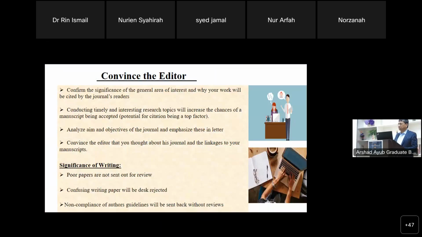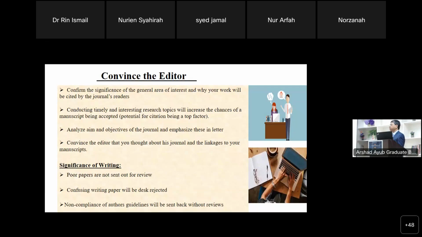Now, you as an author, when you submit a paper, you need to convince the editor. What do you convince them of? You confirm the significance of the general area of interest and why your work will be cited by the journal's readers. Conducting timely and interesting research topics will increase the chances of a manuscript being accepted, with potential for citation being a top factor. Now, how do you do this?